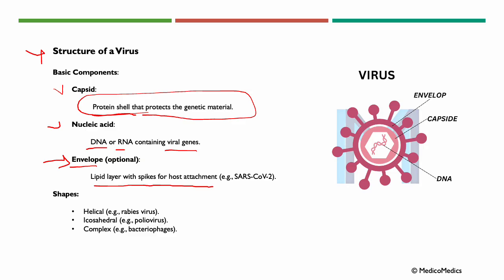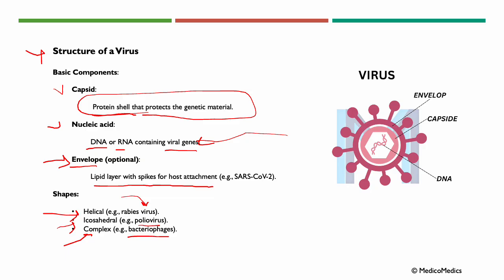Now, viruses come in different shapes. So we have helical, like the rabies virus, icosahedral, like the polio virus, and complex shapes like bacteriophages. So viruses are like tiny packages. The genetic material contained is the instruction manual, and the capsid is the box protecting it.